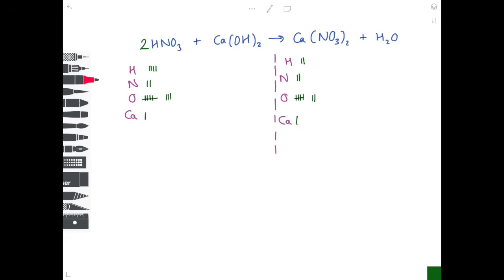So the nitrogens are happy, the calcium is happy, but the oxygen and hydrogens aren't. So I'm going to put a 2 in front of water to make that 4 hydrogens. And now adjust the oxygens, so you now have 8 oxygens. And look, the whole thing is balanced because you have 4 hydrogens on both sides, 2 nitrogens, 8 oxygens, and 1 calcium. So that is indeed balanced.